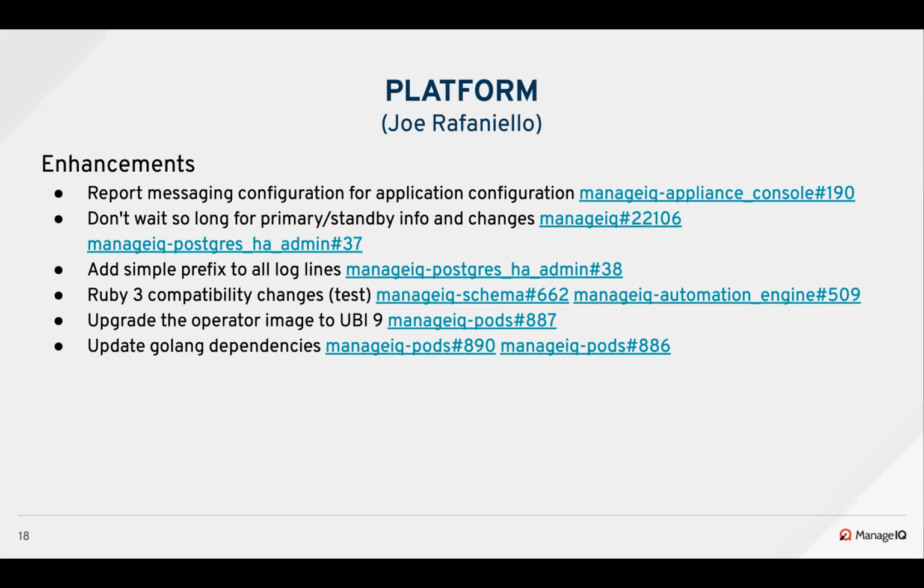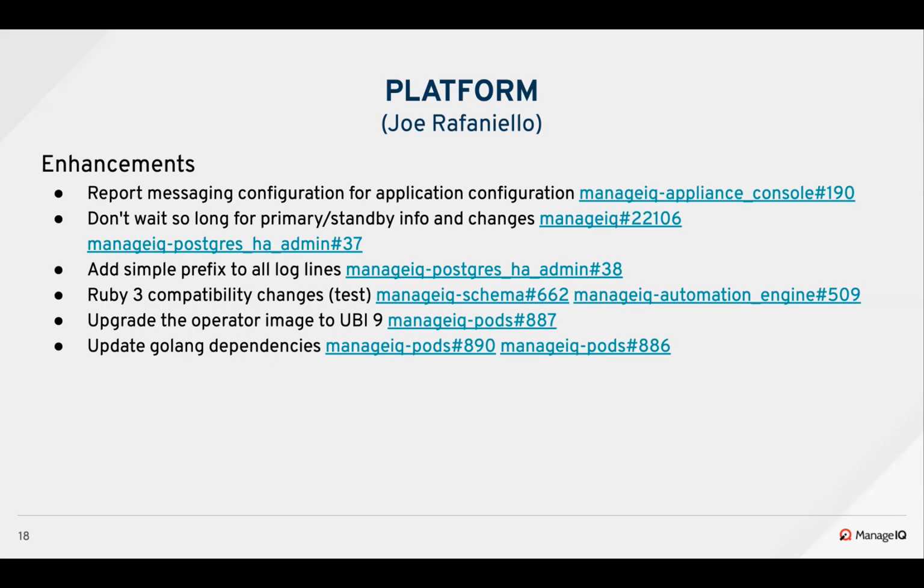Thank you. For core enhancements, Nasser added the messaging status to the appliance console summary screen. Next, I changed the frequency we check for changes in the HA database configuration, such as if a failover occurs or a new standby was added. Previously, it was 5 minutes, and I changed it to 2 minutes, so we pick up those changes quicker. Next, I added a logging prefix for all log lines in the Postgres HA admin, so we can better assist in troubleshooting a Postgres failover.